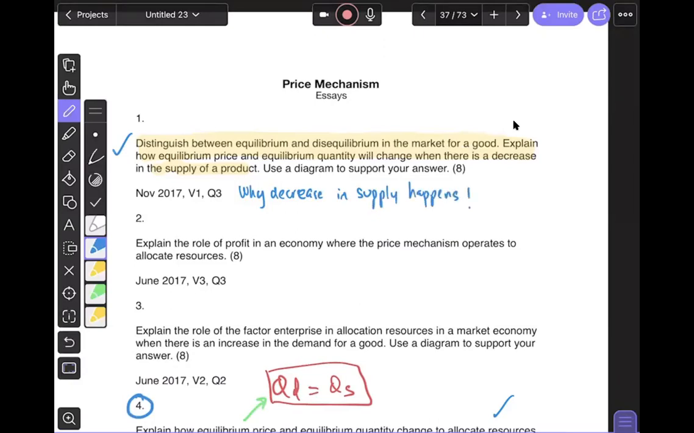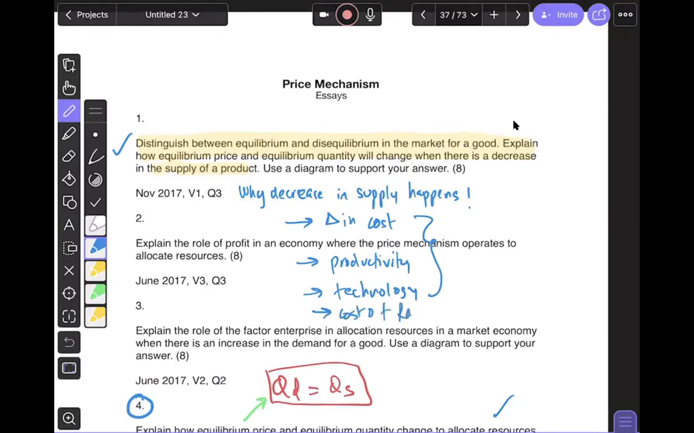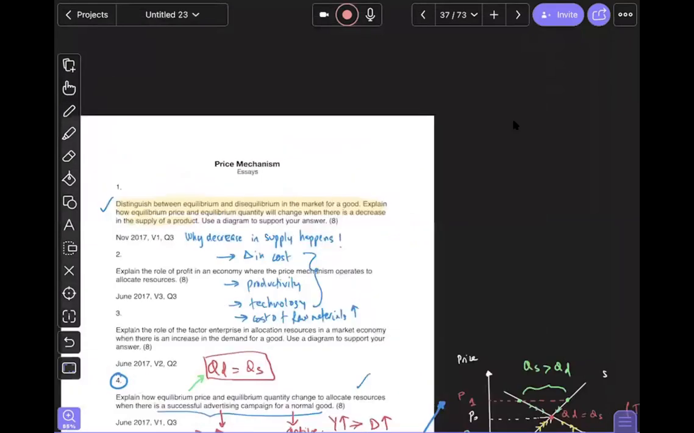Okay, why does it happen? It could be various reasons. For example, change in cost, which can happen because of productivity changes or technology. So you can mention some of the factors that can change supply. They are saying decrease in supply could be cost of raw materials or inputs to rise. Make sense? So you can talk about that.